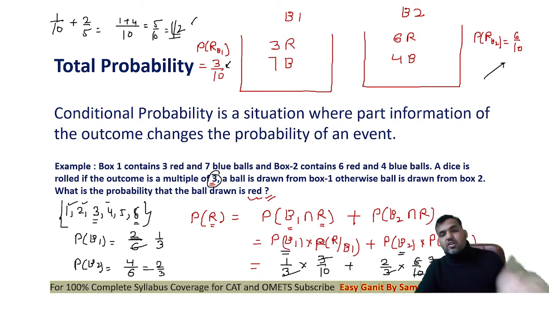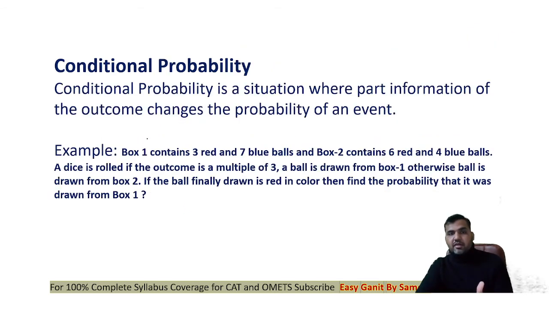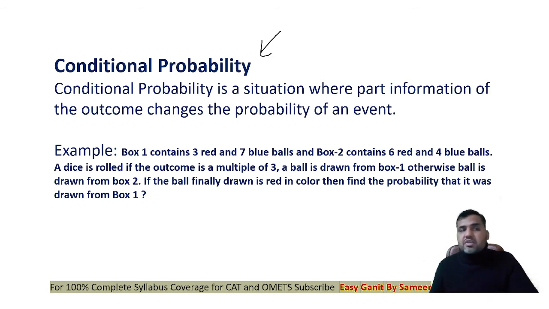So this is the total probability. What we are finding here is the total probability of drawing the red ball, right? Now, when it comes to conditional probability, questions are solved through Bayes theorem. But again, you don't need that if you just try to understand the question. You can solve a conditional probability question if you know how to find the total probability.